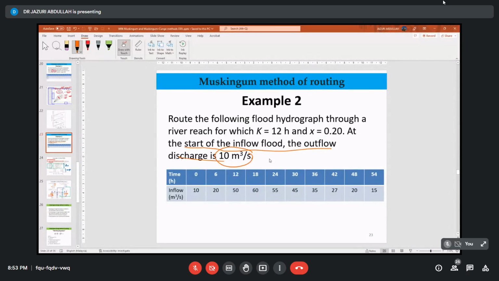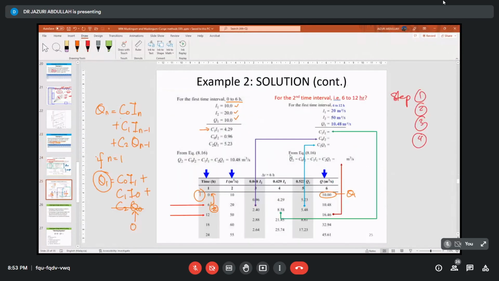So jadi ini adalah Q0. Okay, so jadi bila Q0 ada 10, jadi boleh masukkanlah dekat dalam ni bukan kosong lagi lah. So dia akan jadi 10. So not 0 but Q0 equal to 10 meter cube per second. Okay, so you masukkan di code equation, so you akan dapat jawapan dia. Dapatlah nanti juga jawapan dia.